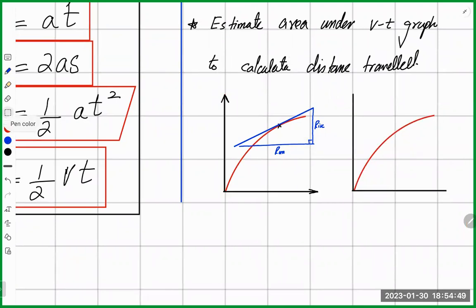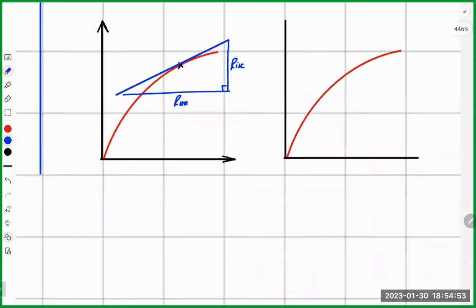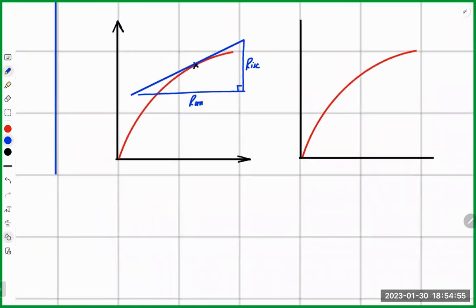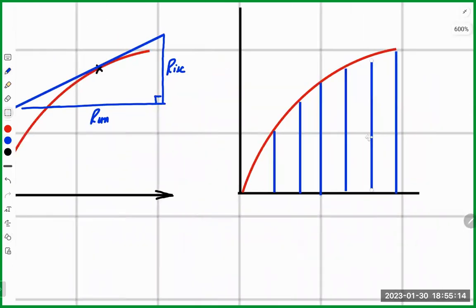In that case, there are multiple ways you can do it. You can split the whole thing into small parts like this. It depends on how accurate you want to be. The smaller the gap is, the more accurate the answer will be.